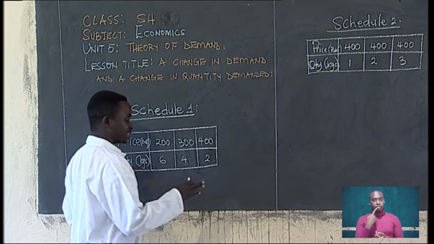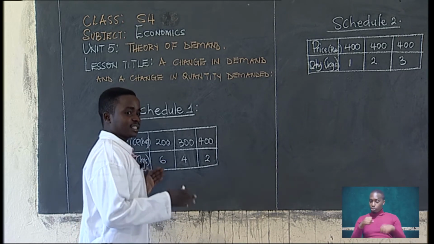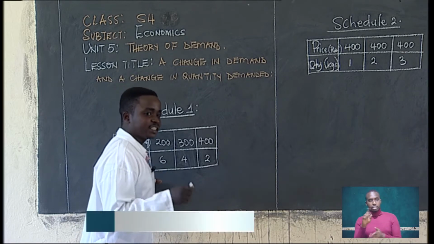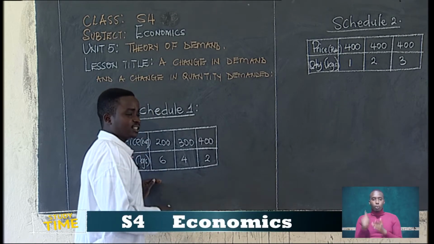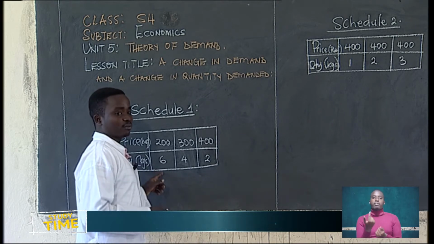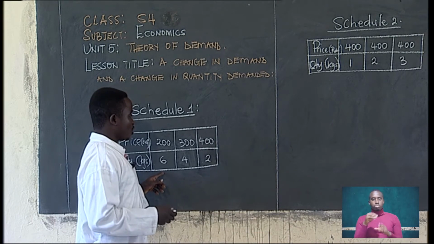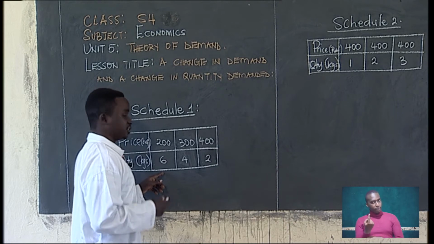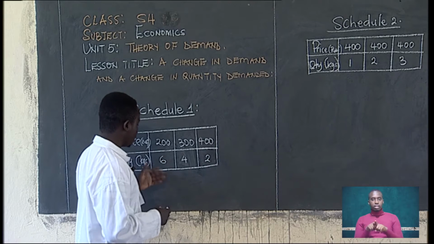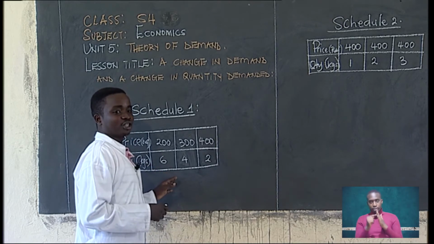Other factors that influence demand, we assume them constant, not changing. What changes is only one variable, one factor, which is the price of that commodity. In this case, one factor is under investigation, under study, while other factors are kept constant.